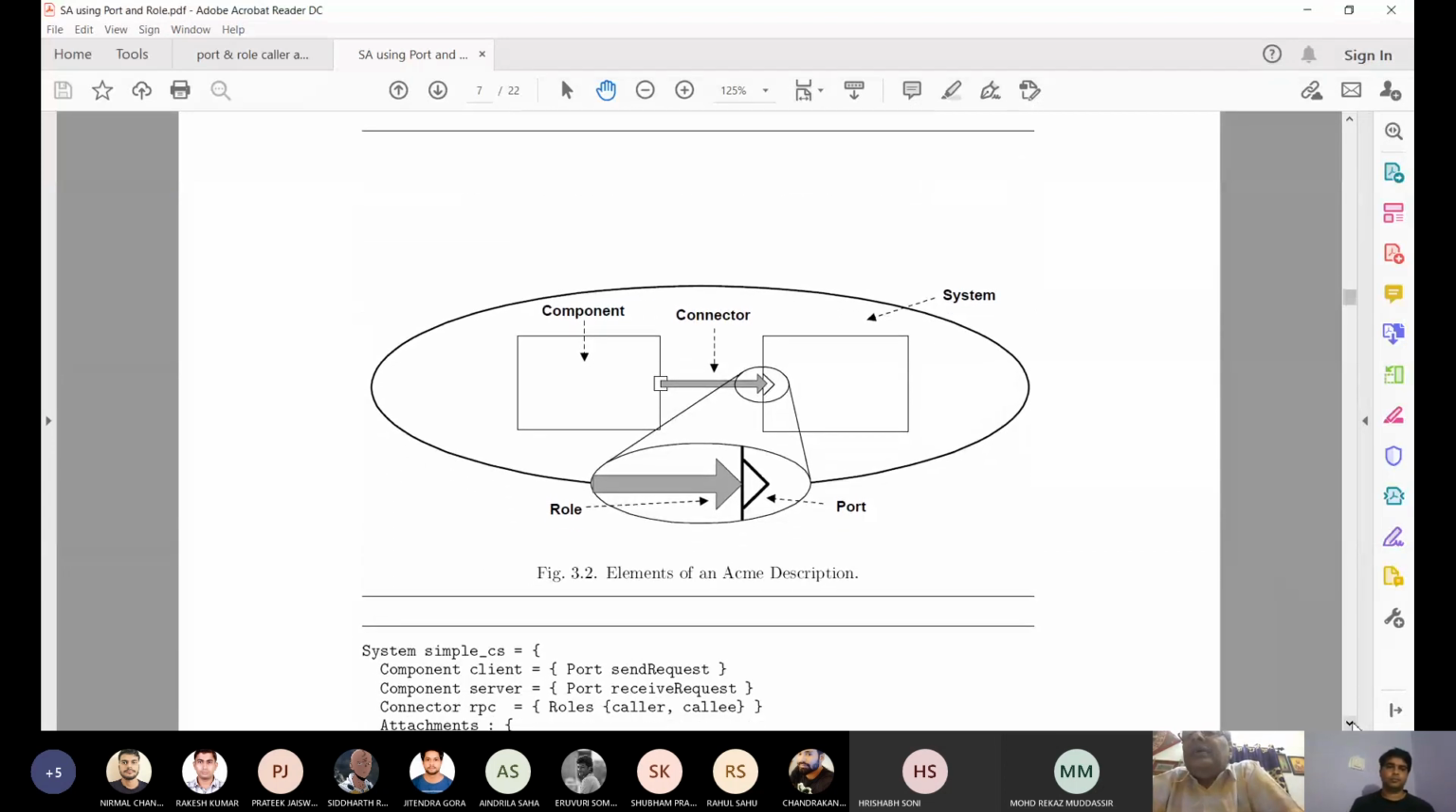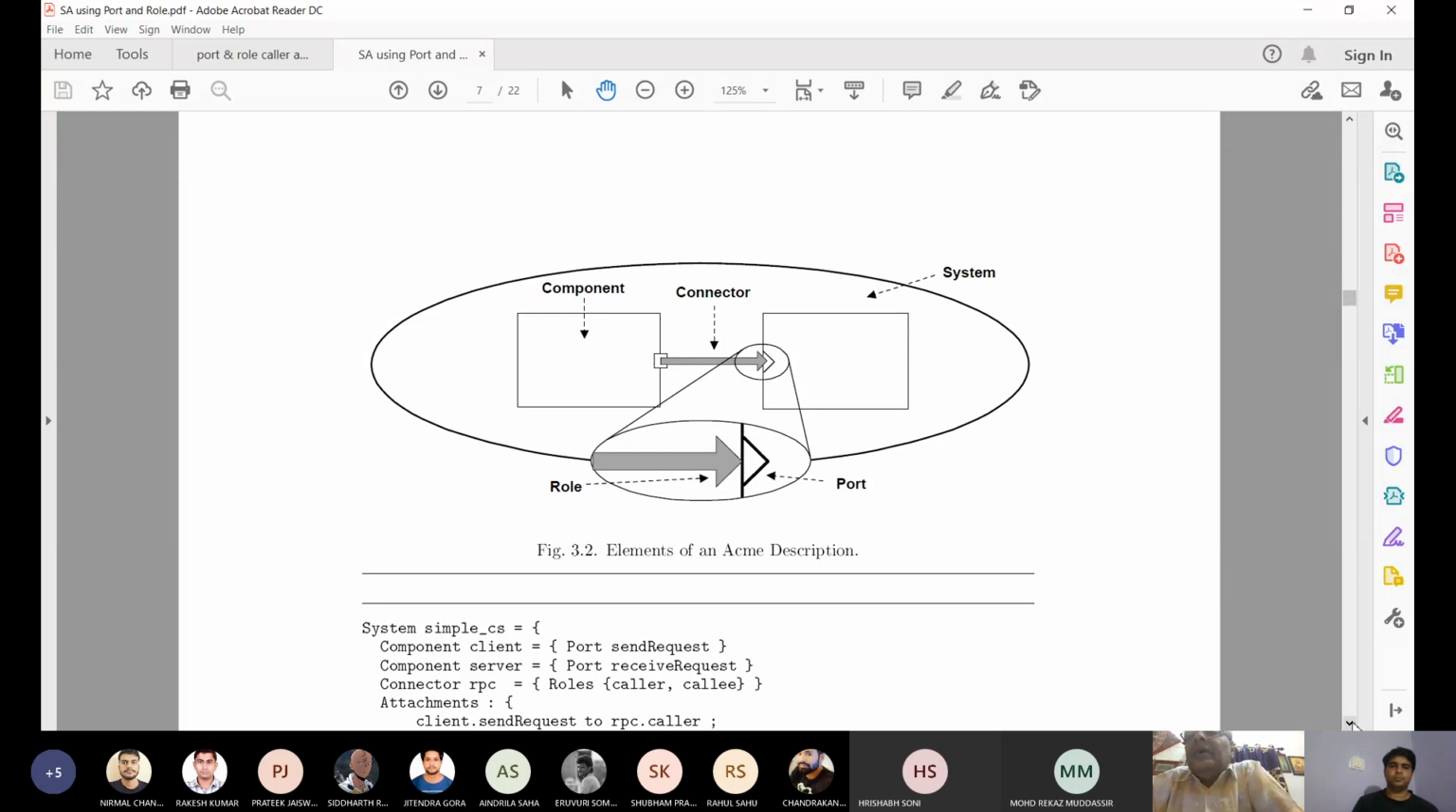Everybody is able to see the symbol used for role and the symbol used for port? Port is a full triangle. Something enters. As we have the ports in our laptop or desktop, it's something to enter. And what enters is the role. The item to enter is the role.